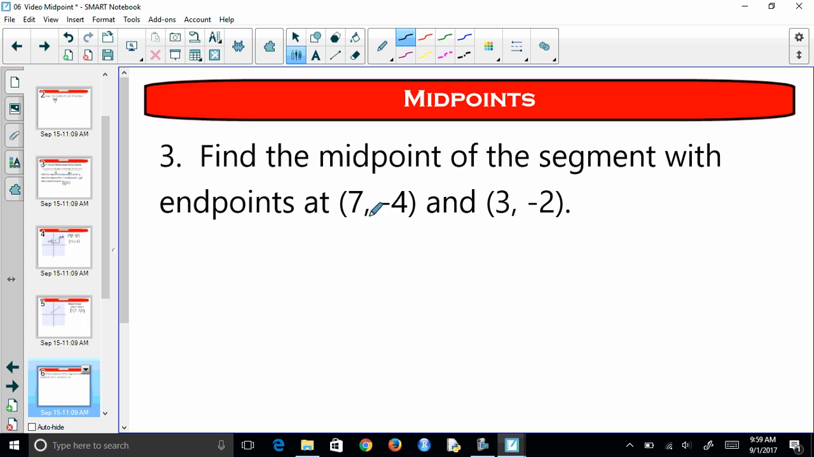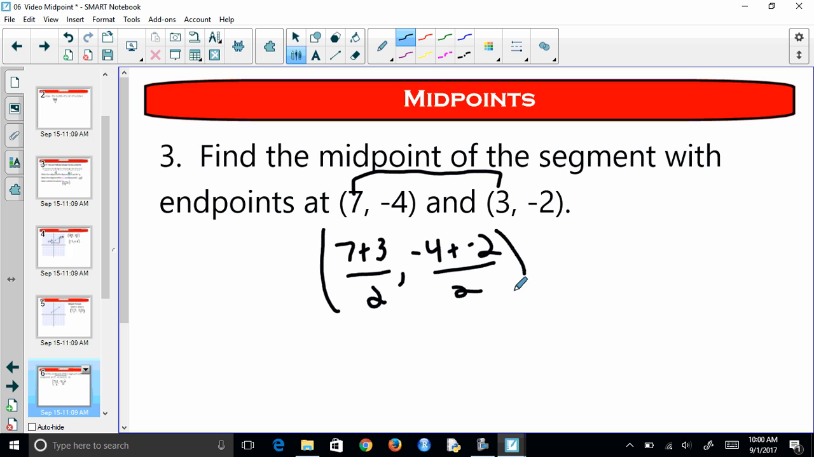Now, if I want to find the midpoint between these points, I just look at my x's, 7 plus 3 over 2, and my y's, negative 4 plus negative 2 divided by 2. So what's that? 10 over 2 is 5, negative 6 over 2 is negative 3, and so my midpoint is 5, negative 3.